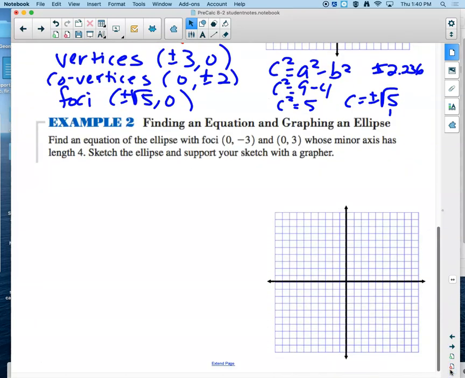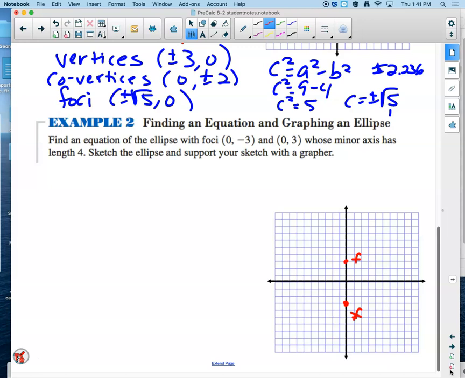Example 2, find an equation and graphing an ellipse. So find an equation of an ellipse with foci at 0, negative 3, and 0, 3. So I'm going to go ahead and graph those right now. And these were the foci. So I'm going to put a little F there. All right, so there's my foci.